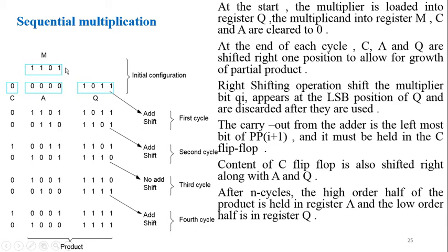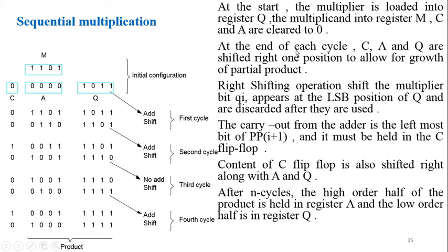Initially, the multiplicand is loaded into this M array. The accumulator is initially set to all zeros. This number indicates the number of bits present in the multiplicand or in the multiplier. And we set this carry value initially as 0. The multiplier is loaded into array Q. Here 1011 is the multiplier and 1101 is the multiplicand.